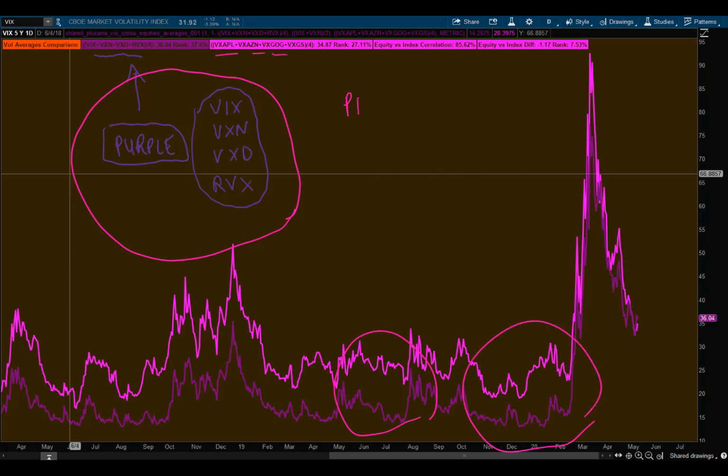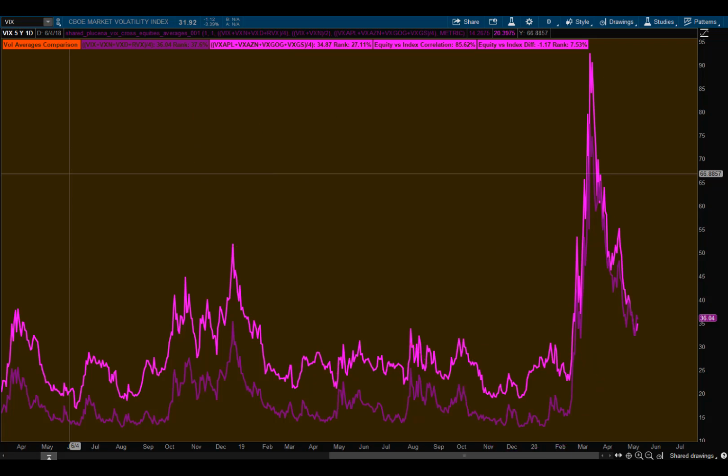Now, if I take these off, because I want to simplify things for you, if I can bring your attention over here, we're looking at the difference between the equity versus the index vol. That difference is at negative 1.17. Said a different way, over the last 2 years, the difference between these two is 7.53% off the lowest level it's ever been. And let me clearly show that in chart number 2.